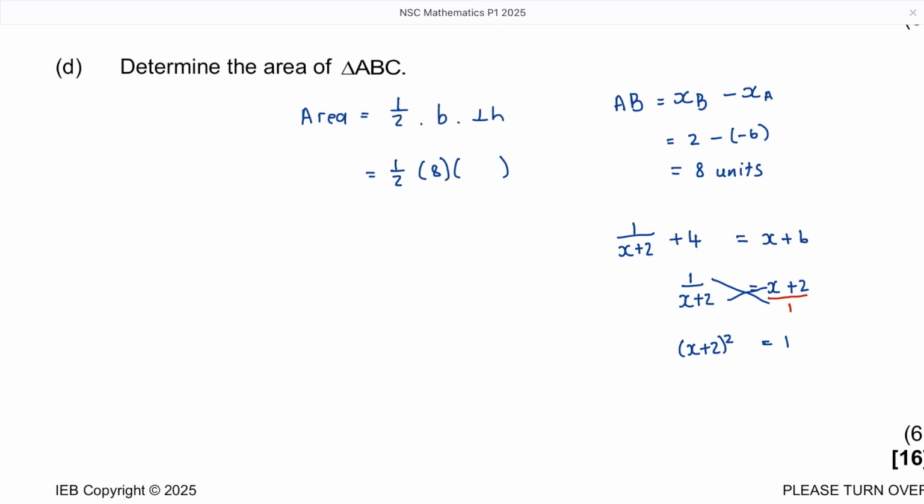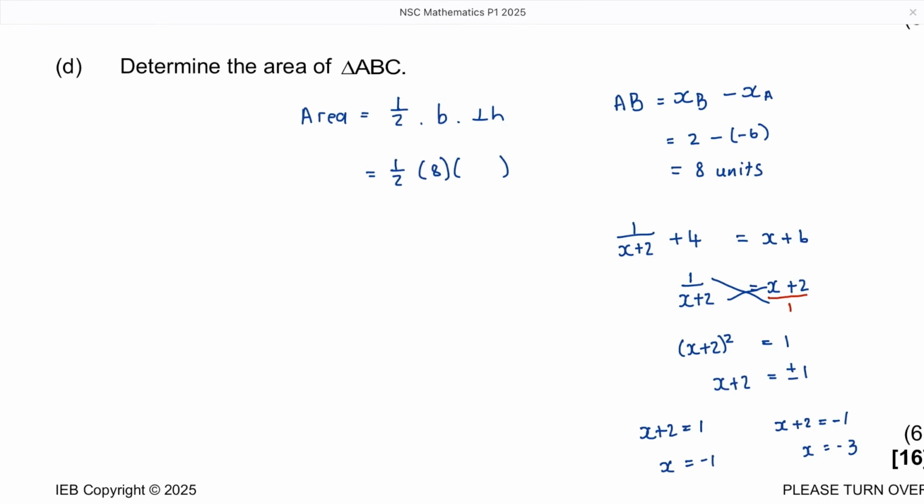Then if I want to solve for x, I'm going to have to take the square root of 1 on the other side, and that leaves us with plus or minus 1. And then I'm going to have two separate answers. So I'm going to have x plus 2 equals 1 or x plus 2 equals -1. If I take the 2 over, it will subtract, so I've got -1. And then if I take the 2 over for this equation, I'm going to get -3.